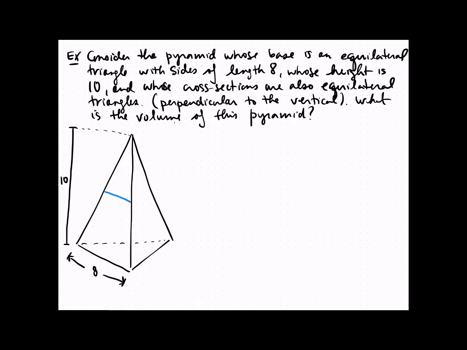We're also told its cross sections are equilateral triangles, and its cross sections are taken perpendicular to this altitude of the whole thing. And since we're taking cross sections perpendicular to this altitude, which is 10 units long, by the way, if the volume is the integral of the cross sections, we want the cross sections to be written as a function of h. So that's going to be one of the little tricks that we need to do.